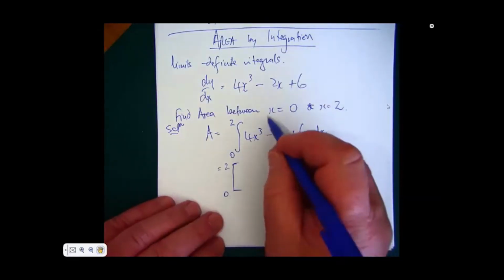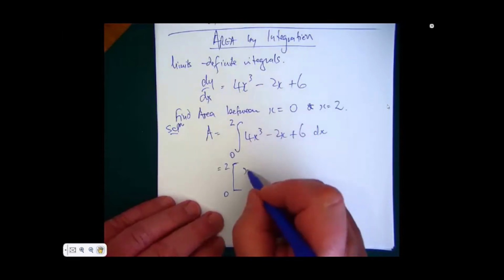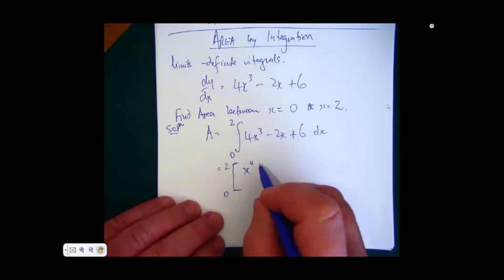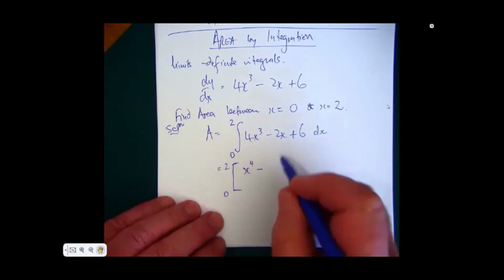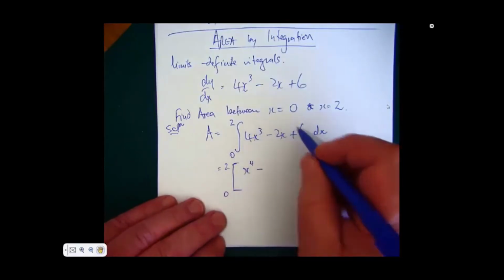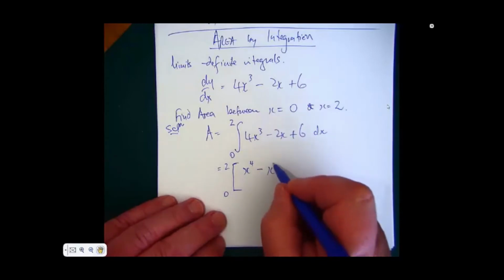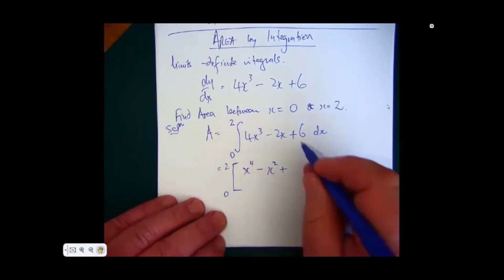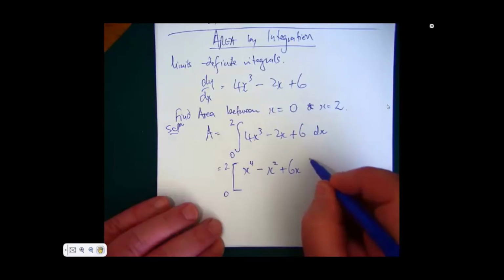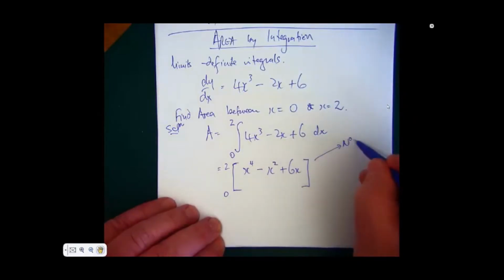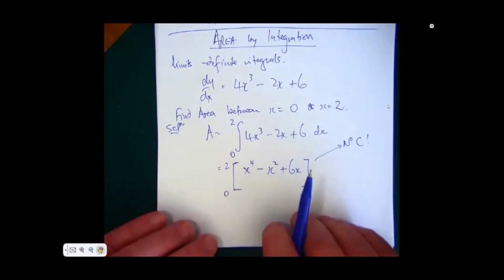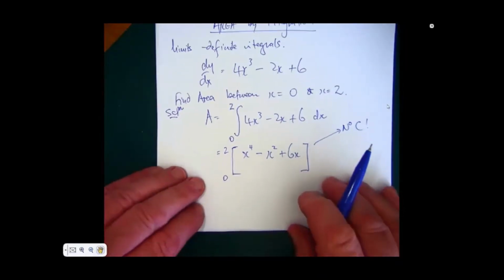So raise the power by 1, divide by the power, this becomes x to the 4. The 4 divides out and cancels. Raise the power by 1, divide by the power, this is going to be x squared. 6 goes to 6x, and notice now, we finish this off. At this point, we don't need a constant because we've got the limits. Once you have the limits, you don't need the constant.